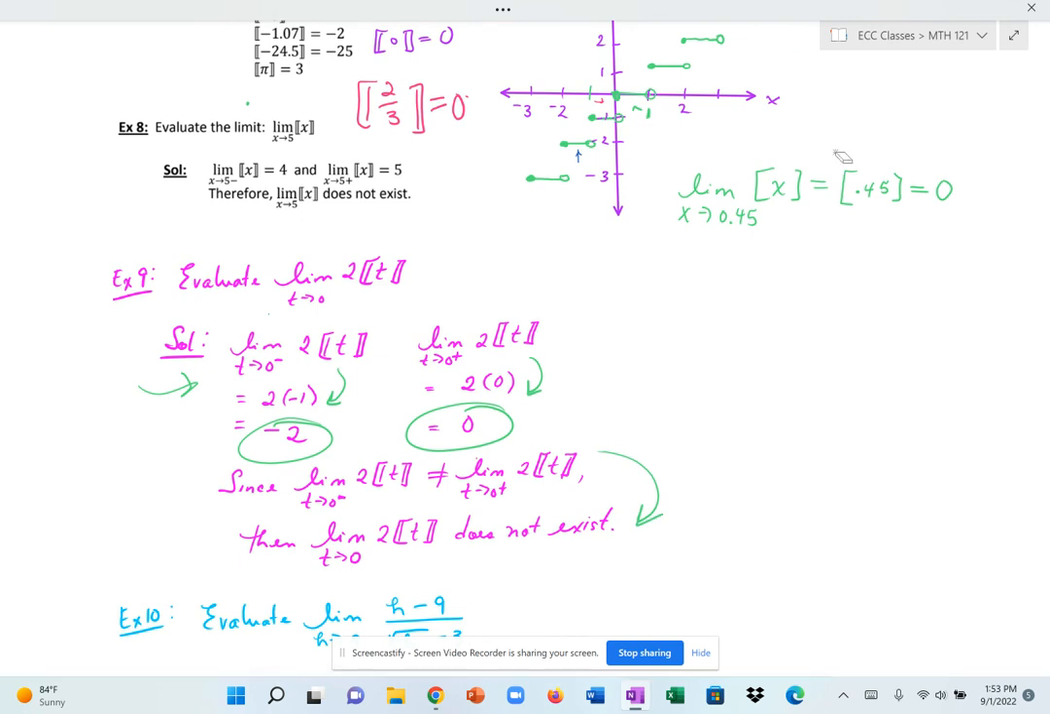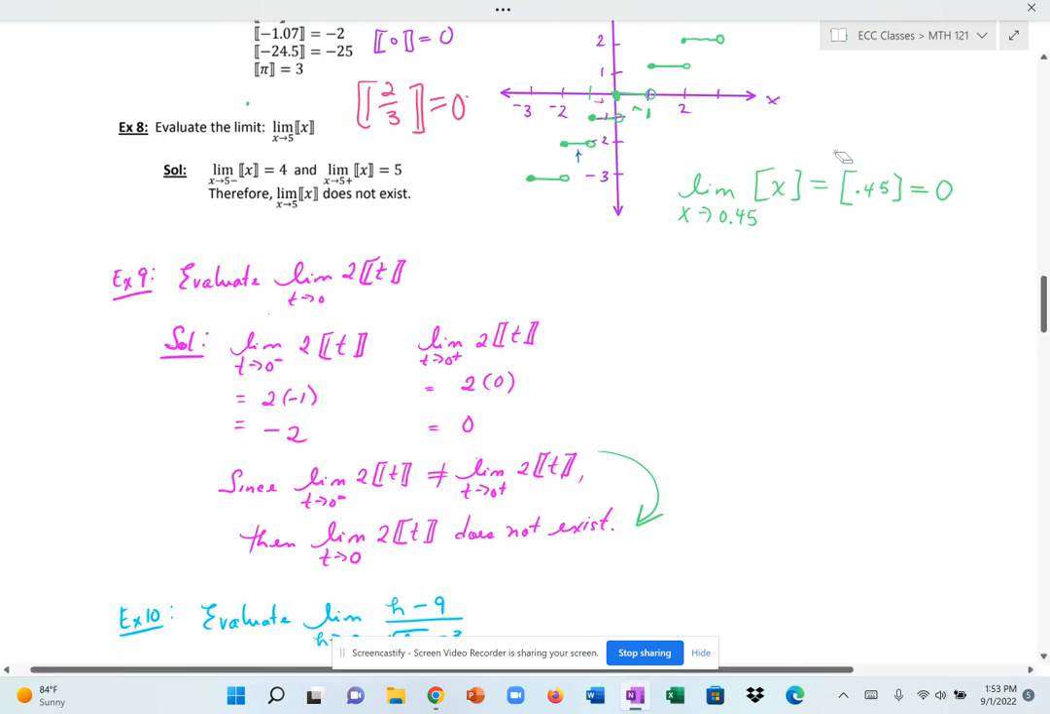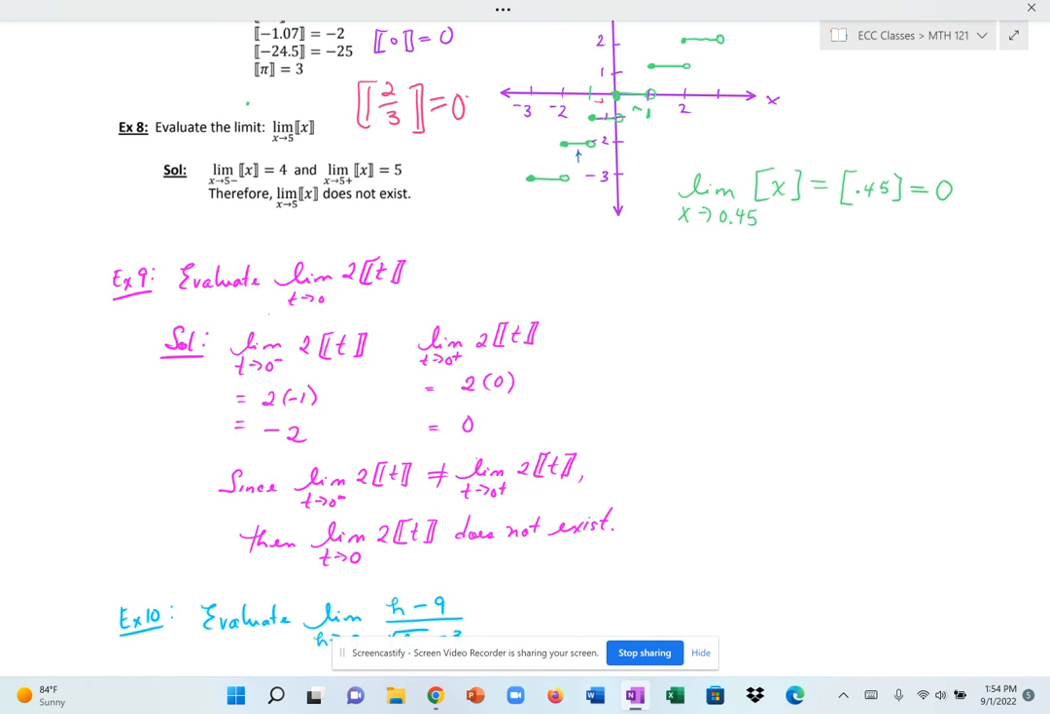Left-hand limit and right-hand limit are not the same, and so therefore the limit does not exist. So if you're asked to show if a limit exists or not, that's what you're looking to prove, if the left-hand limit and the right-hand limit are equal. In this case, the limit doesn't exist, and that's how we showed that.